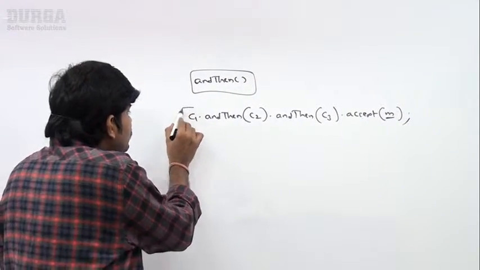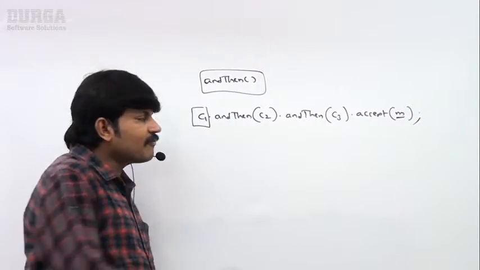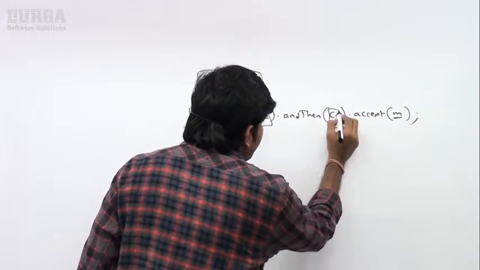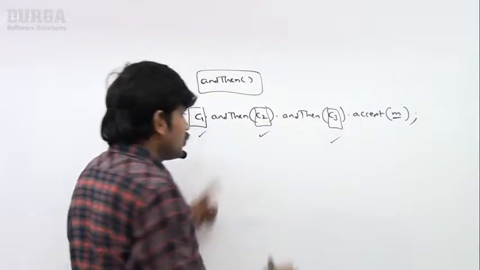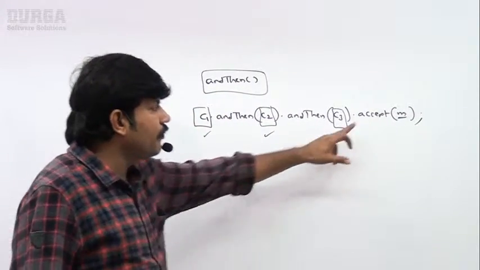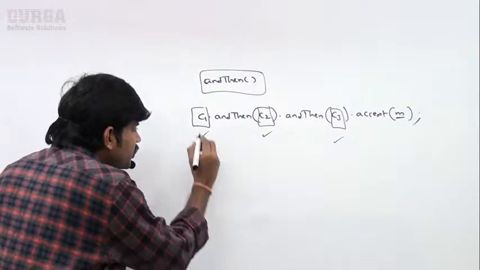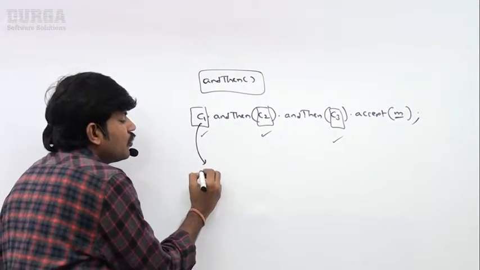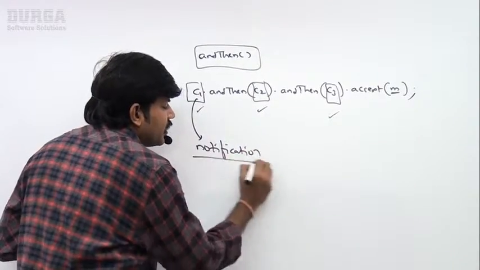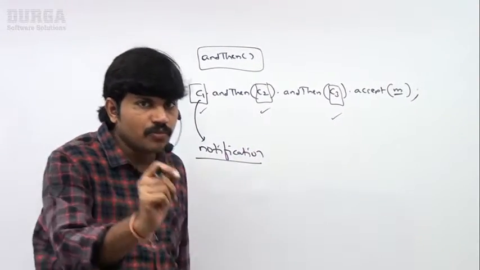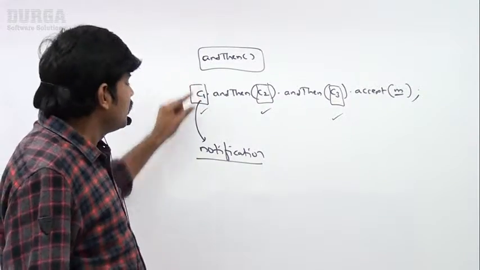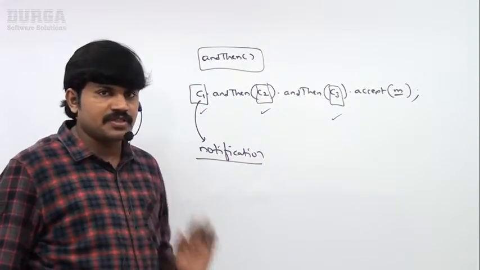Now first C1 will be applied. After that C2 will be applied. After that C3 will be applied. Are you getting it? So C1, C2, C3. Assume it is the movie object: the first consumer C1 is meant to give notification. Boss, so and so movie is ready to release. This consumer is responsible just to give the notification.